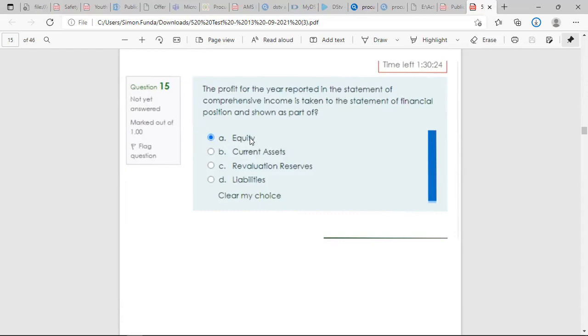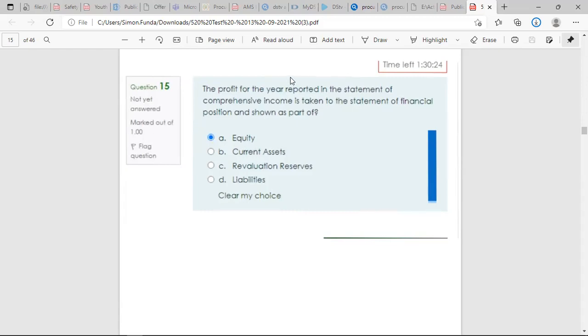So what forms equity is the share capital, profit for the year or retained profits, then revaluation reserves, all those. Share premium, preference share capital, all those form equity.